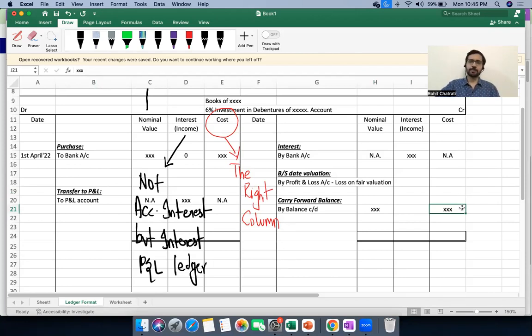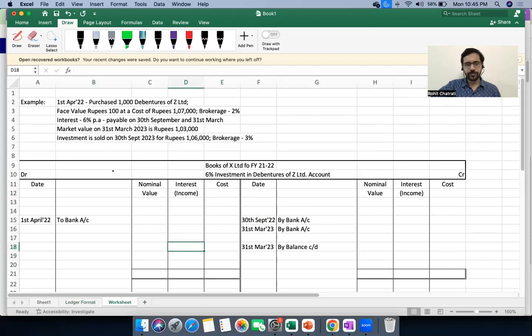The amount that is there in the cost column, which was 80,000 in the verbal example that I gave, will eventually be shown on the balance sheet as an asset, and this interest will eventually be closed by transferring it to the P&L account, and it will form part of your revenues or your income in the P&L account. So that is how we prepare an investment ledger. Now let's take a very quick example to solve. So on the 1st of April, sorry.